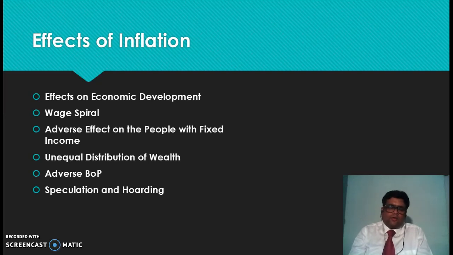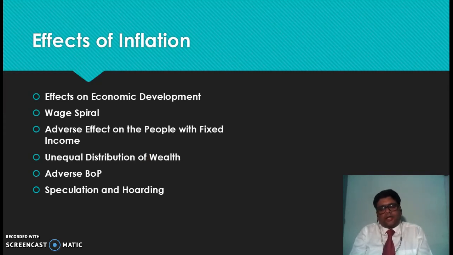Mostly traders and producers are the gainers in a situation of inflation. So the rich become richer and the poor become poorer. That is one of the major disadvantages of inflation, the negative effect that the rich are becoming richer and the poor are becoming poorer.